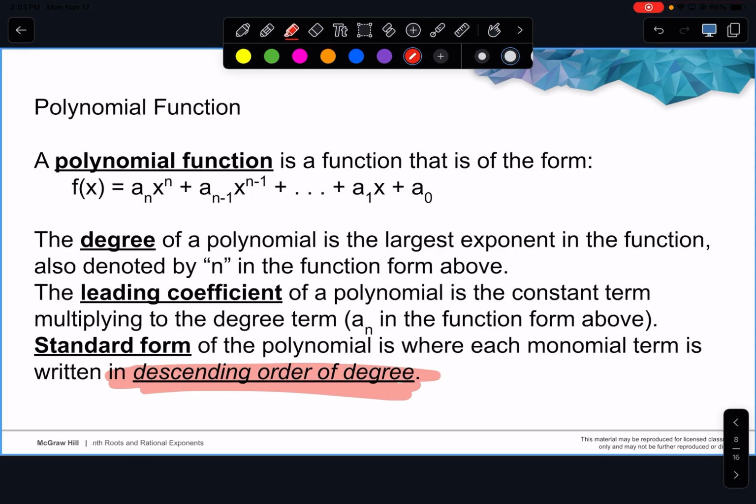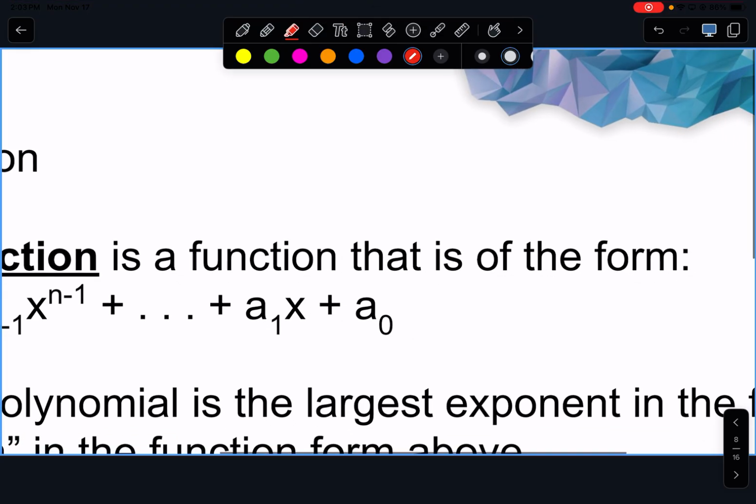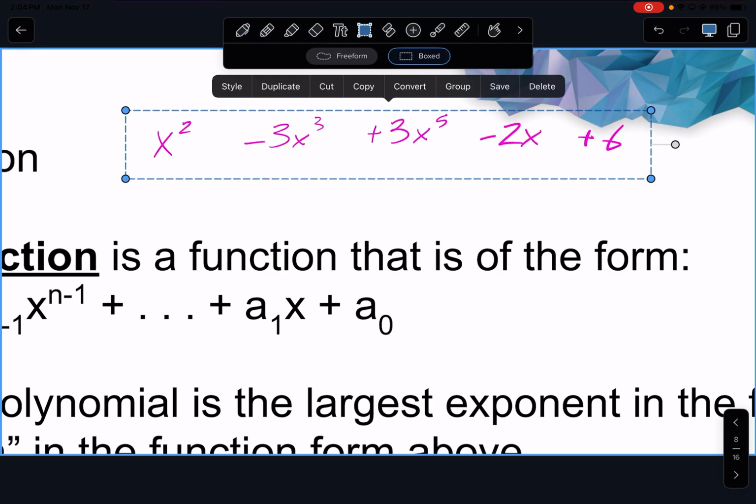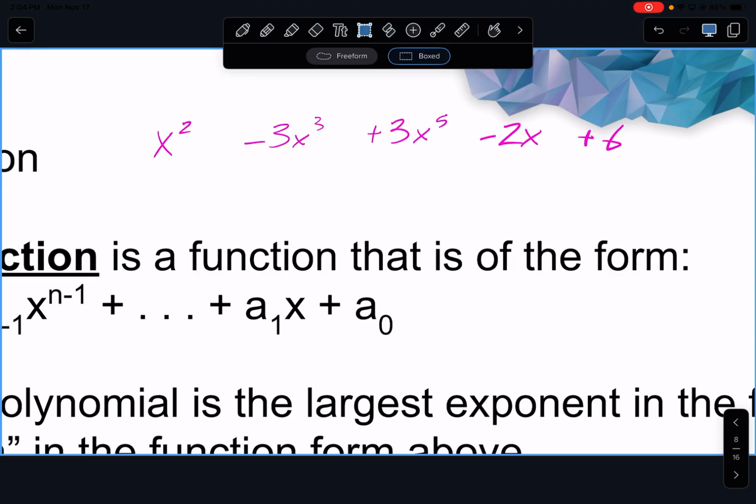Let me put some terms up here on the board. So we're going to do, let's say, x squared, and then a negative 3x cubed, and then a positive 3x to the fifth, and then a negative 2x, and then a plus 6. Okay, out of those terms, which one should go first? If we're going to put this in standard form, which one goes first? So what we're looking at is the degree. We're looking at our exponents, and they need to go in order from biggest to smallest. So which one should go first?